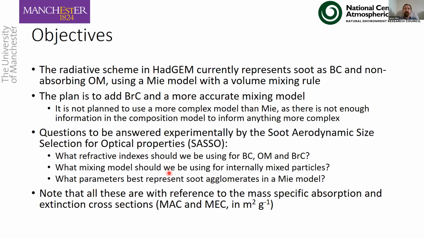So what we're trying to do is come up with a robust assessment of what the parameters we should be using are. And this is in tandem with a planned upgrade to HadGEM, which is the Met Office's main climate model. So what refractive indices should we be using? What mixing models should we be using? And what parameters best represent subtle conglomerates when we're trying to model them as spheres?